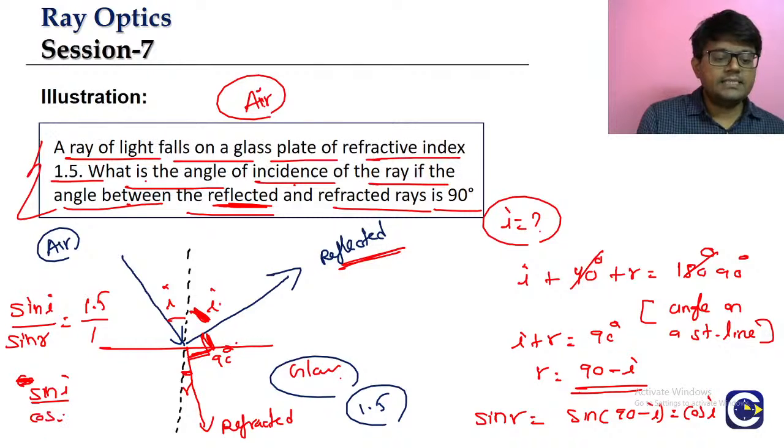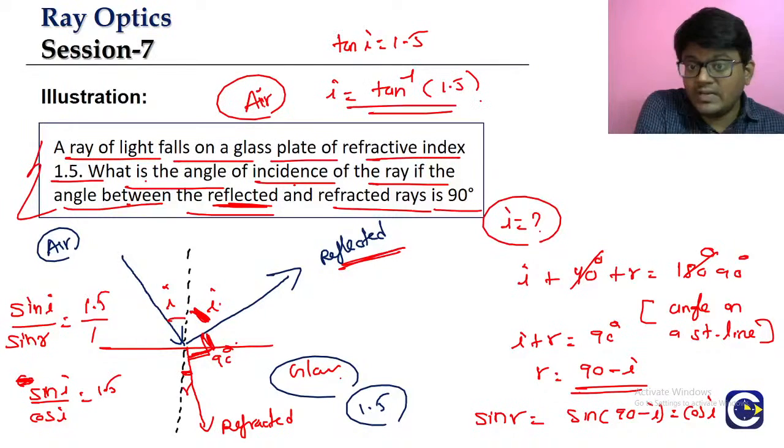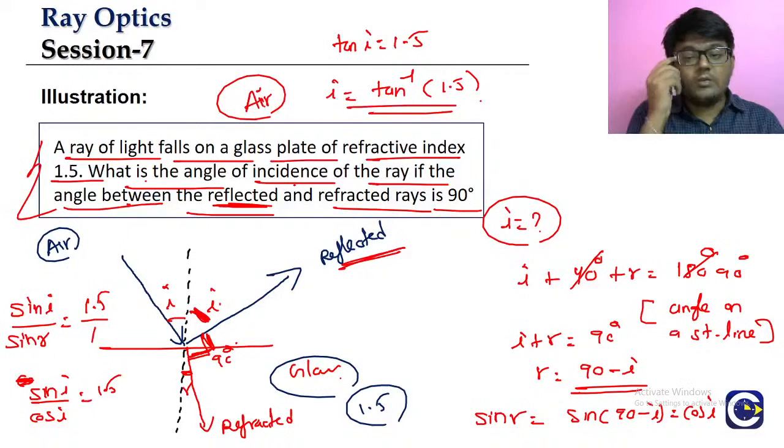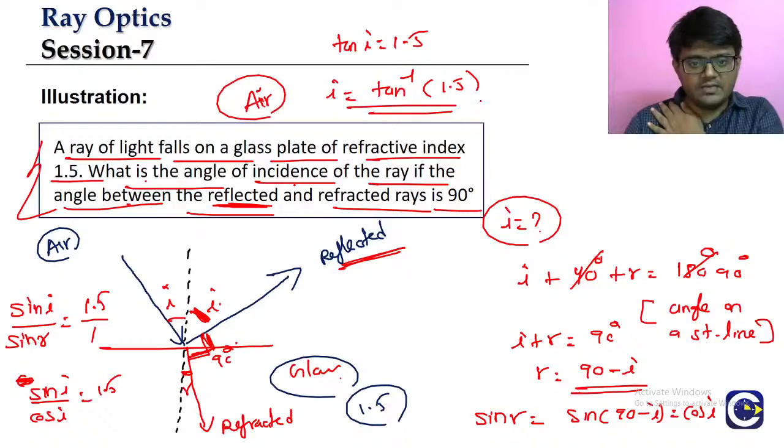So sin I by cos I is equal to 1.5. What is sin I by cos I? Tan I. So tan I is equal to 1.5. Here I will be equal to tan inverse of 1.5. Even in the options we will have it like this only, because we will not be able to exactly tell the value of that angle. If tan theta is equal to 1.8, can we straight away say that angle is this much? We will not be able to say unless the tables are given. We may approximate it, but we will not be able to say exactly.